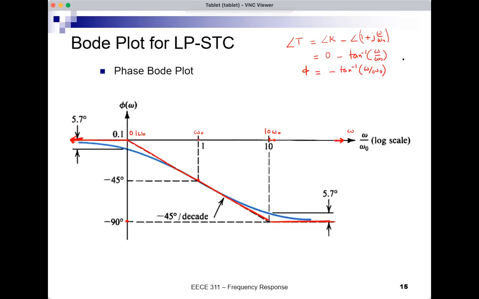And the approximation is pretty good around omega 0, as opposed to the approximation for magnitude, which had the highest error at omega 0. For phase, the error at omega 0 between the blue and the red is 0. They go through the same point exactly. The maximum error in this case is at 10 omega 0 and at 0.1 omega 0, and it's 5.7 degrees. But around omega 0, the approximate plot gives me a very, very good approximation.